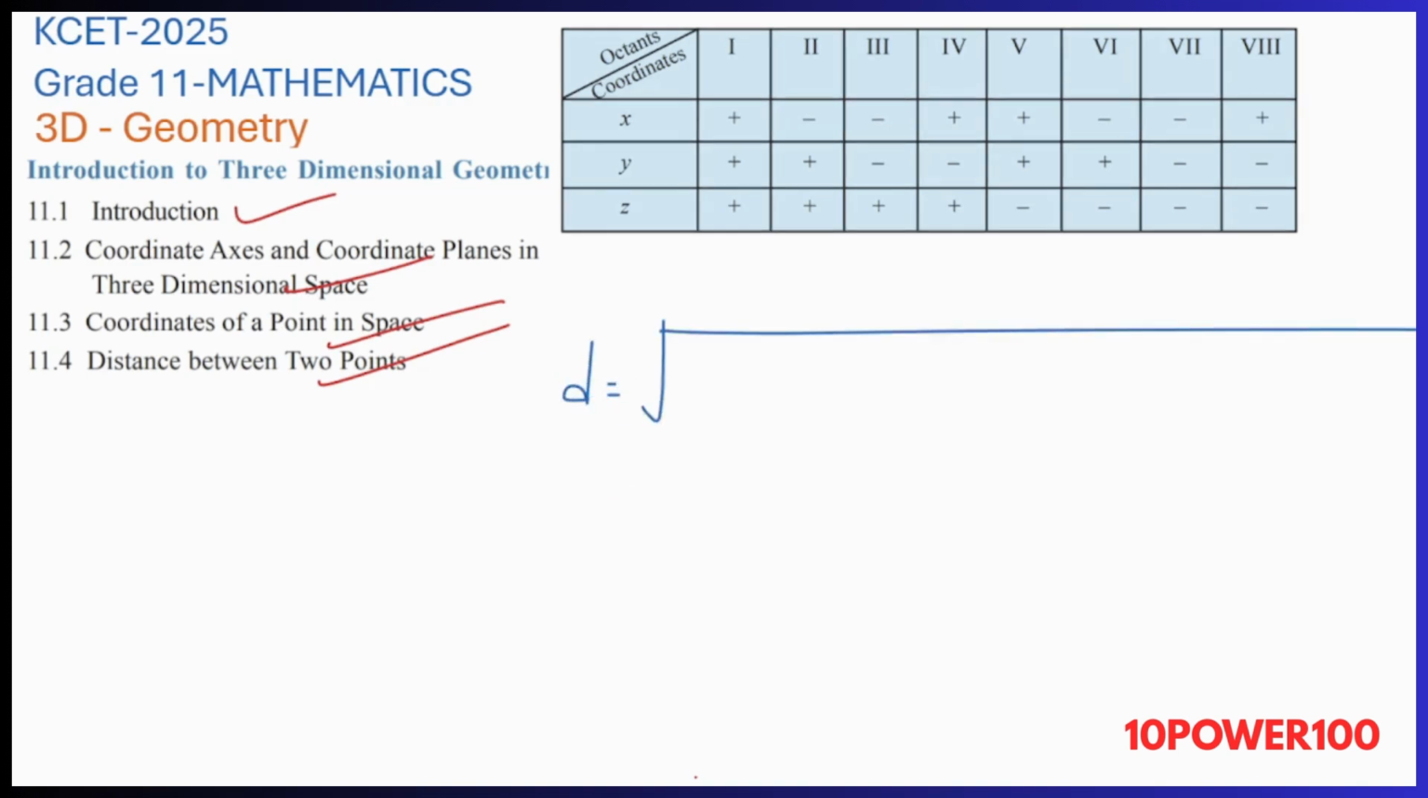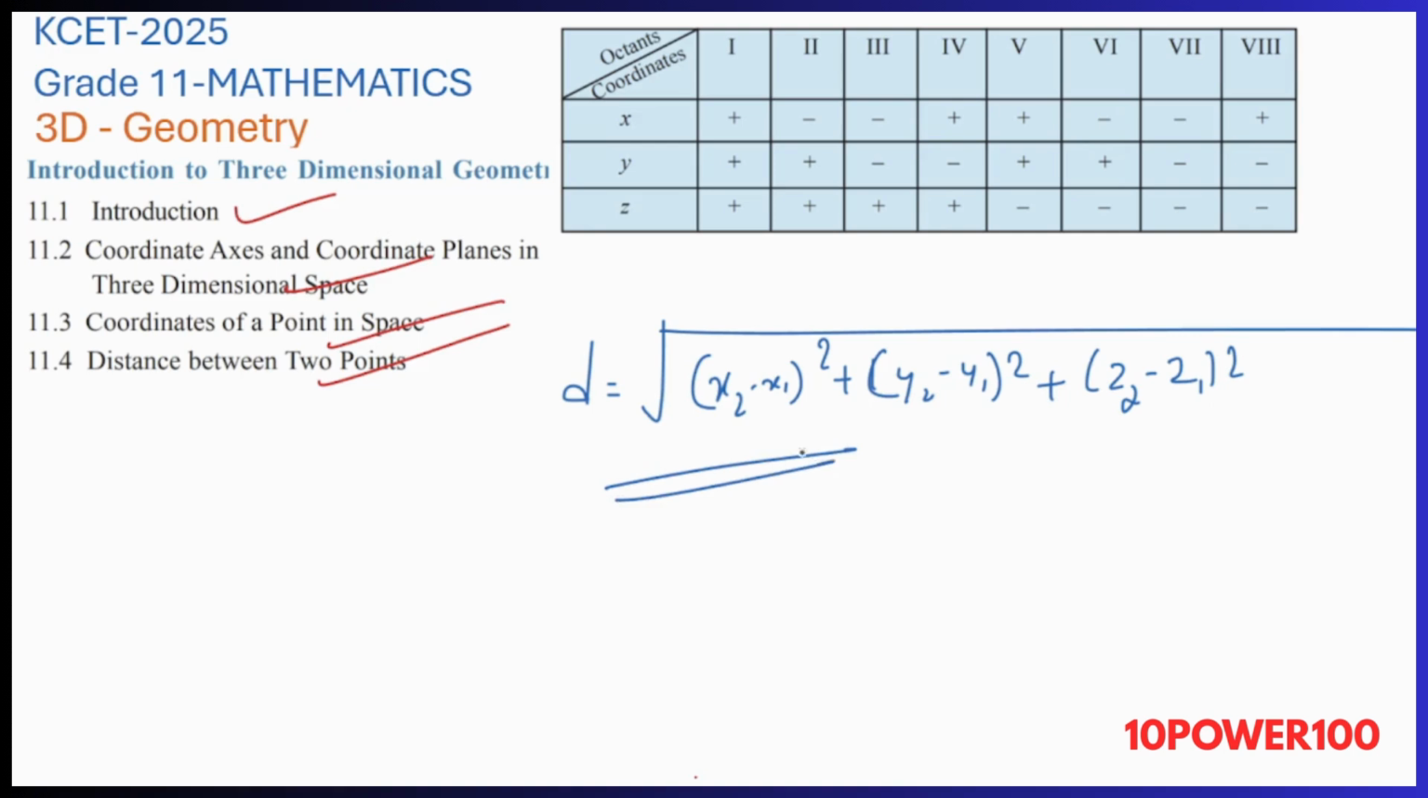In that case, it is the same 10th standard formula only. It is x2 minus x1 the whole square plus y2 minus y1 the whole square plus z2 minus z1 the whole square. These are the only two topics that are left in this chapter, children. So refer to these two carefully and focus more on the grade 12 3D geometry, because there we have some quality stuff. So it is better to go with grade 12 3D geometry along with these two.